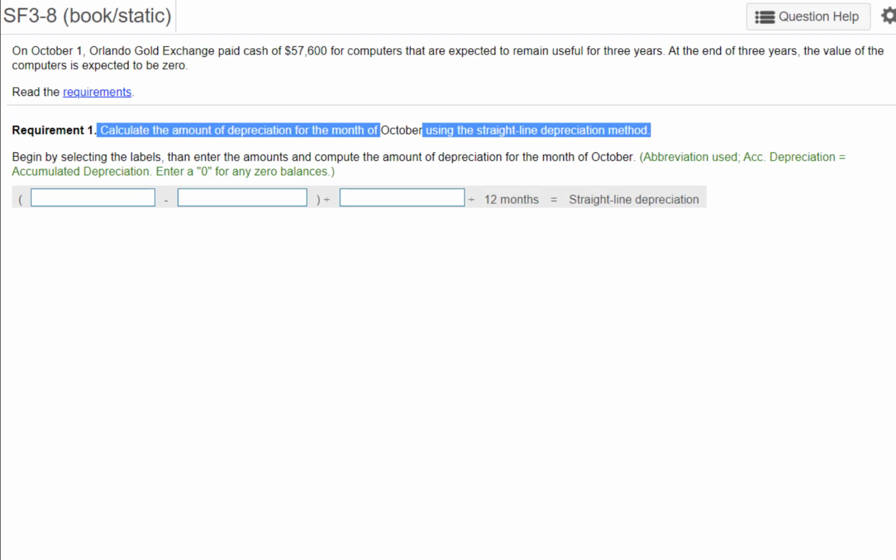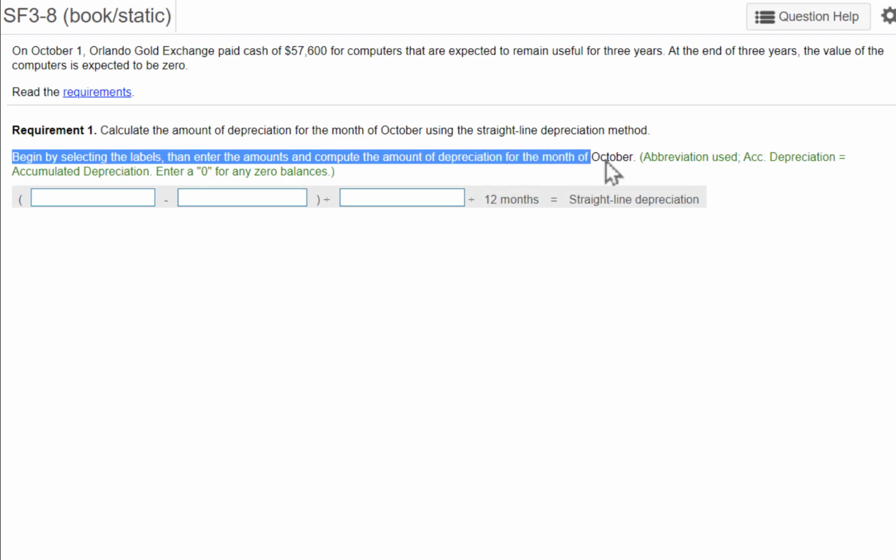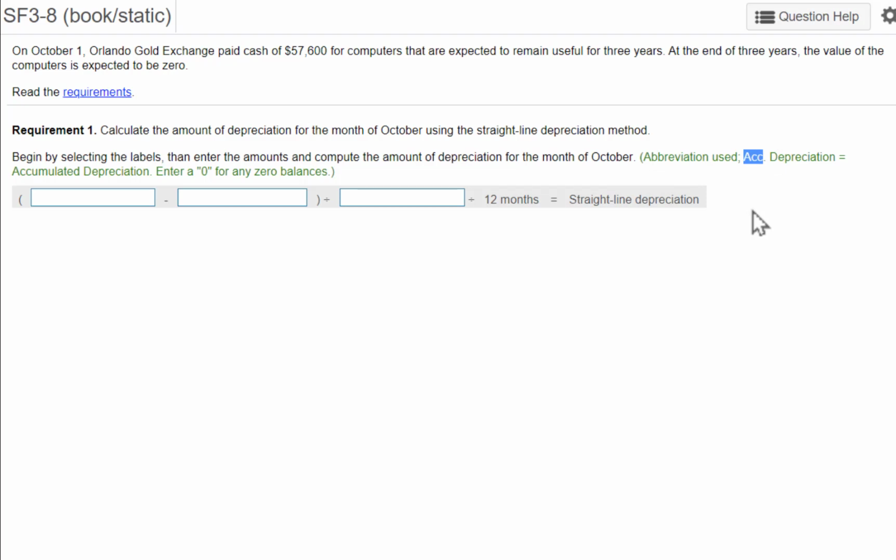Now finally, in this new edition of the textbook, they're actually making us calculate it, which is good for learning purposes. So begin by selecting the labels, then enter the amounts and compute the amount of depreciation for the month of October. Abbreviations used, ACC stands for accumulated, and we're going to enter 0 for any 0 balances.